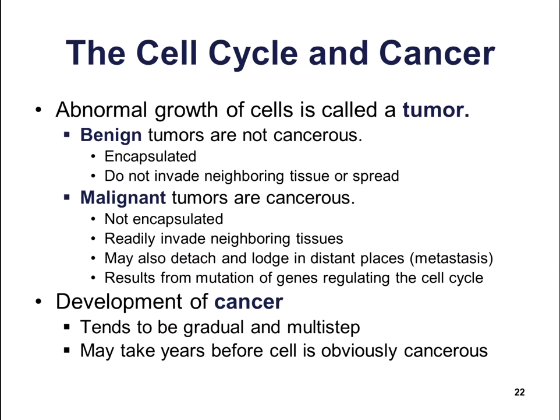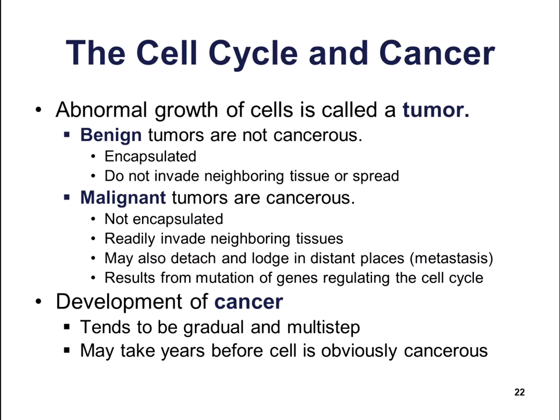Whereas a malignant tumor is cancerous. It is not encapsulated and it wants to invade its neighboring tissues. It can also detach from wherever it started and move around. And that is called metastasis. It metastasizes. It moves. And this can result from a mutation of our genes within regulating that cell cycle. If we are not regulating the cell cycle correctly, it can go out of control and it could make a malignant cancerous tumor.